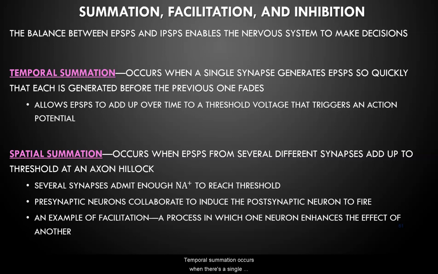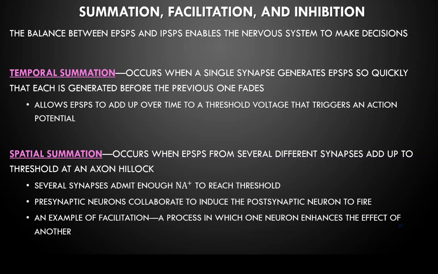So the balance between those EPSPs and IPSPs enables that nervous system to make decisions. Temporal summation occurs when there's a single synapse that generates those EPSPs so quickly that each gets generated before the previous one fades, and it allows those EPSPs to add up over time to a threshold voltage that triggers an action potential. Spatial summation occurs when the EPSPs are from several different synapses and they add up to threshold at one axon hillock. Several synapses will emit enough sodium so that threshold is reached. The presynaptic neurons collaborate to induce the postsynaptic neuron to fire. And this is an example of facilitation, which is a process in which one neuron enhances the effect of another.